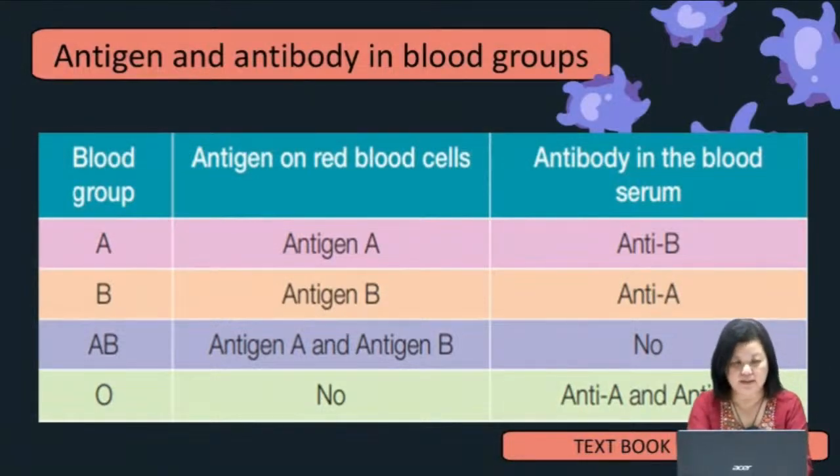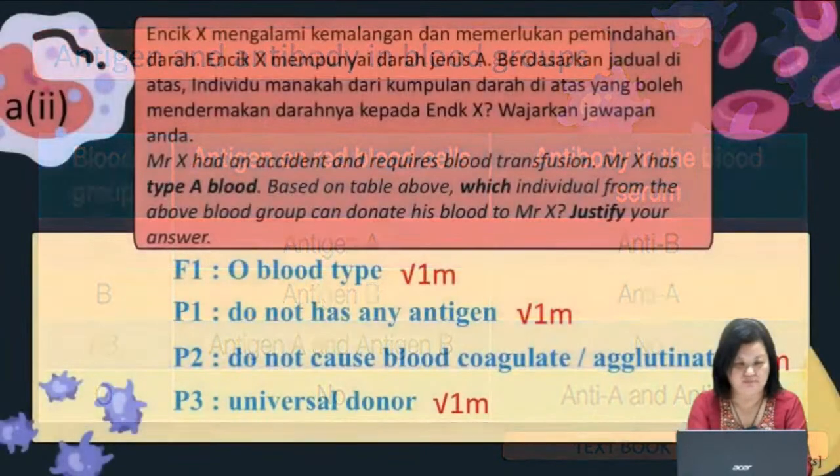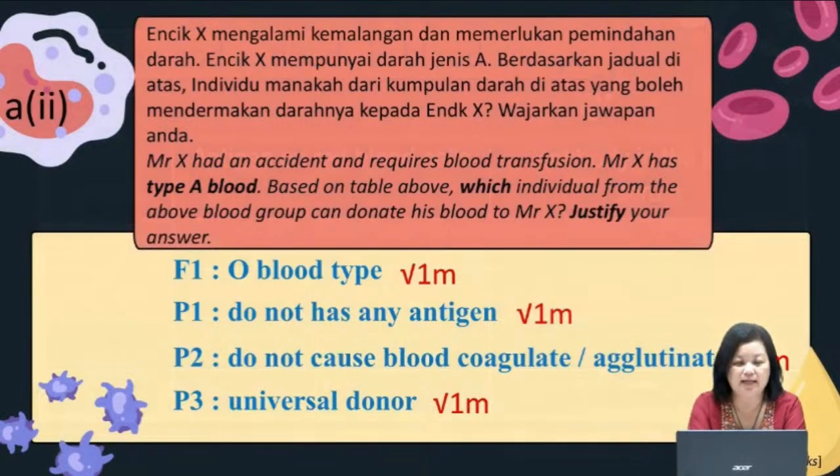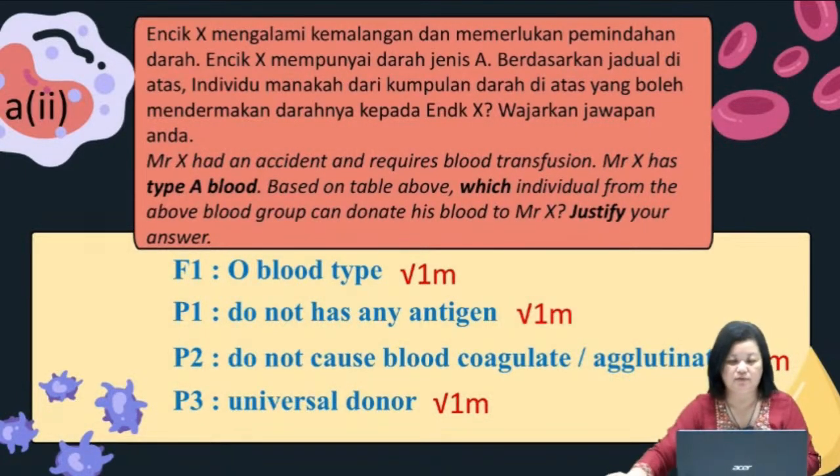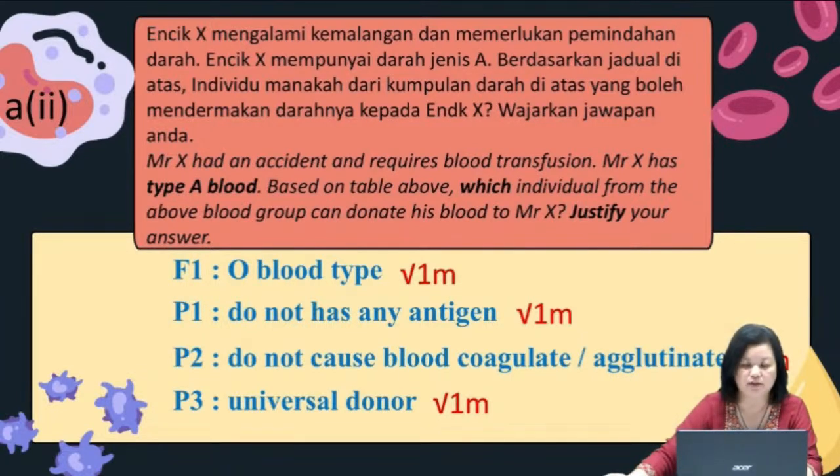Question A2. Mr. X has an accident and requires a blood transfusion. Mr. X has type A blood. Based on the table above, which individual from the above blood groups can donate his blood to Mr. X? Justify your answer.